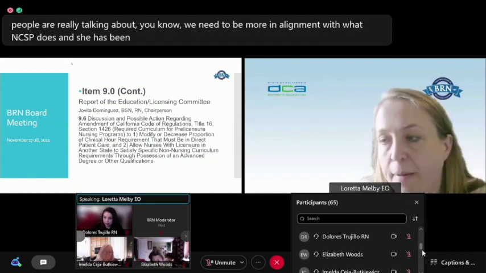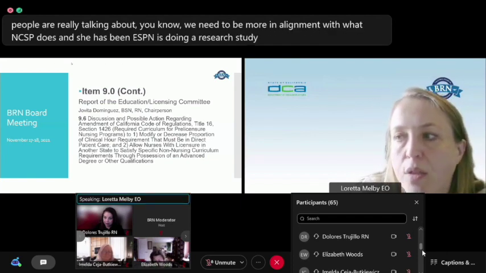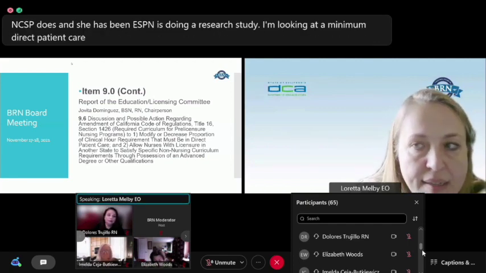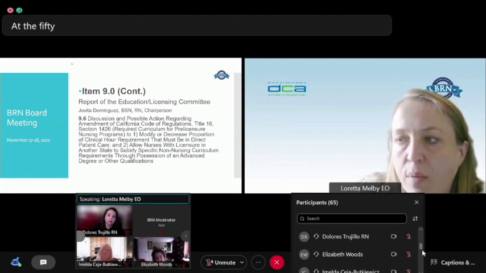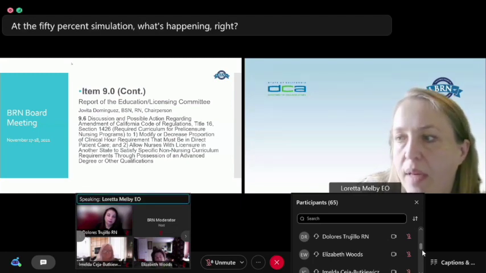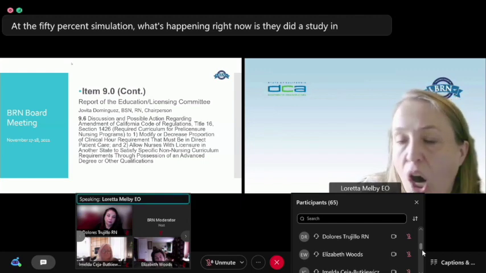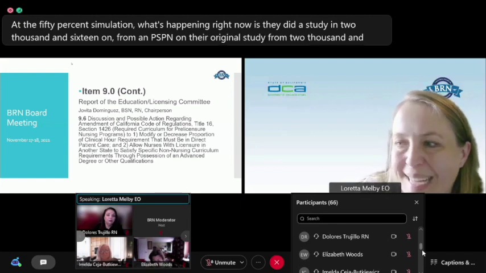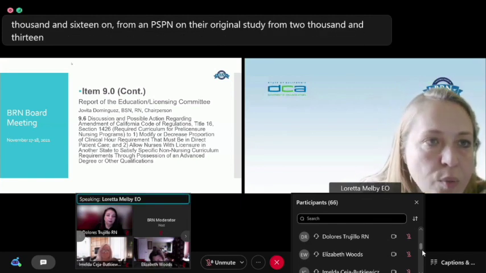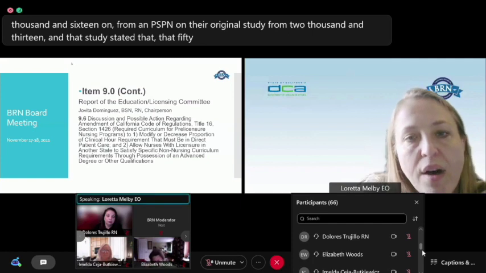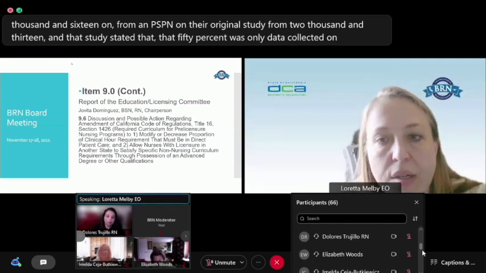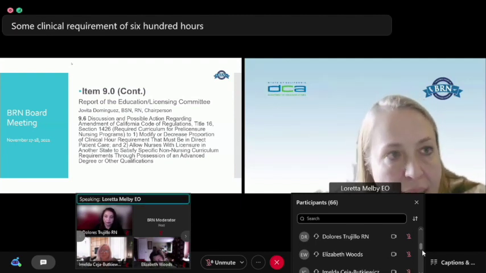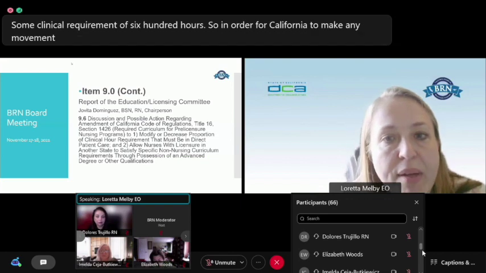NCSBN is doing a research study looking at a minimum direct patient care. They're no longer looking at the 50% simulation. What's happening right now is they did a study in 2016 from NCSBN on their original study from 2013. And that study stated that 50% was only data collected on schools that had a minimum clinical requirement of 600 hours. So in order for California to make any movement, they need to establish a minimum.